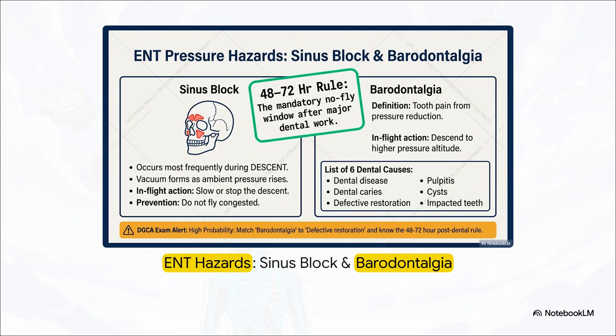So for the application, if you've got dental issues like defective tooth restorations, pulpitis, or cysts, that expanding gas pushes violently against the tooth nerve. We call this intense pain barodontalgia. If this hits you mid-flight, your immediate fix is to descend to a lower altitude, where the pressure is higher. And for your DGCA exam tip, memorize the strict 48 to 72-hour no-fly window following major dental work. They love testing that exact time frame.